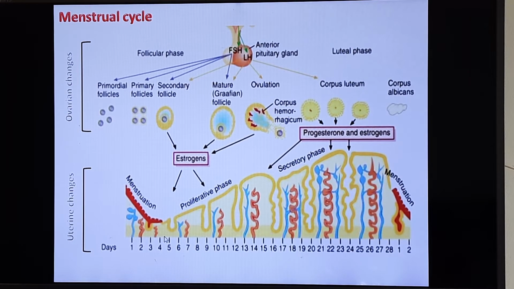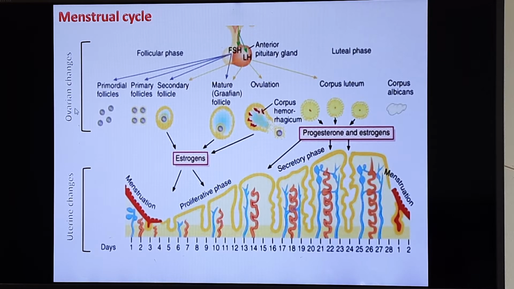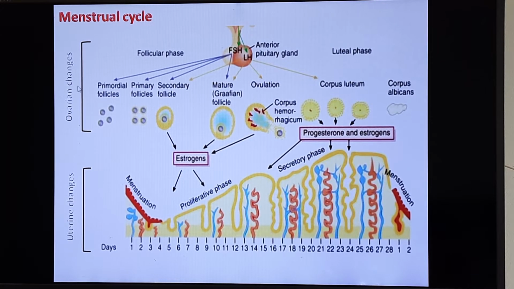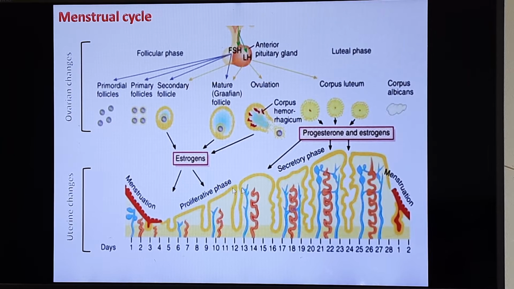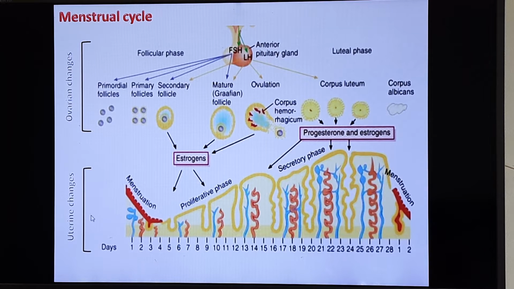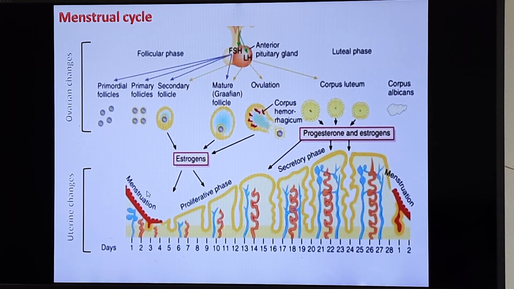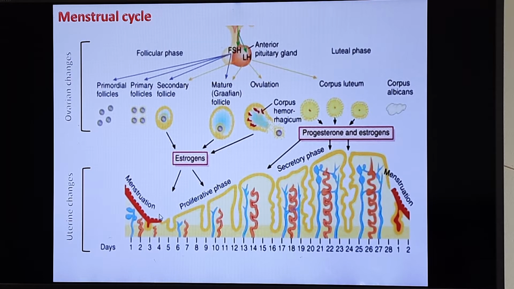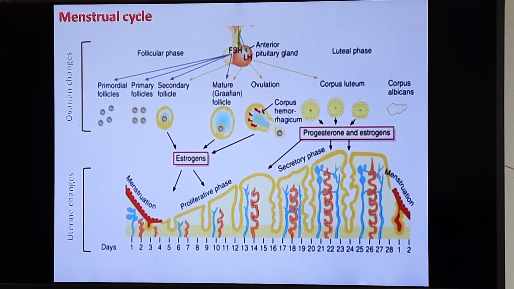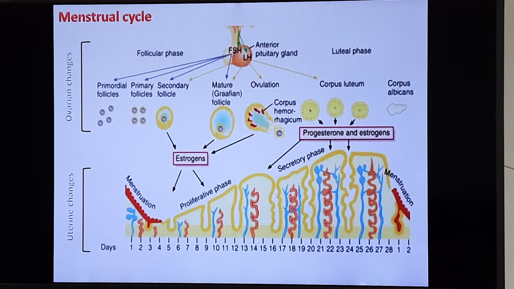To study the menstrual cycle, we proceed in two steps. In the first step, we see the changes occurring in the ovary, called ovarian changes during this cycle. The second step is the changes occurring in the uterus. First, we are going to study the menstrual phase. The menstrual phase is also called the bleeding phase.